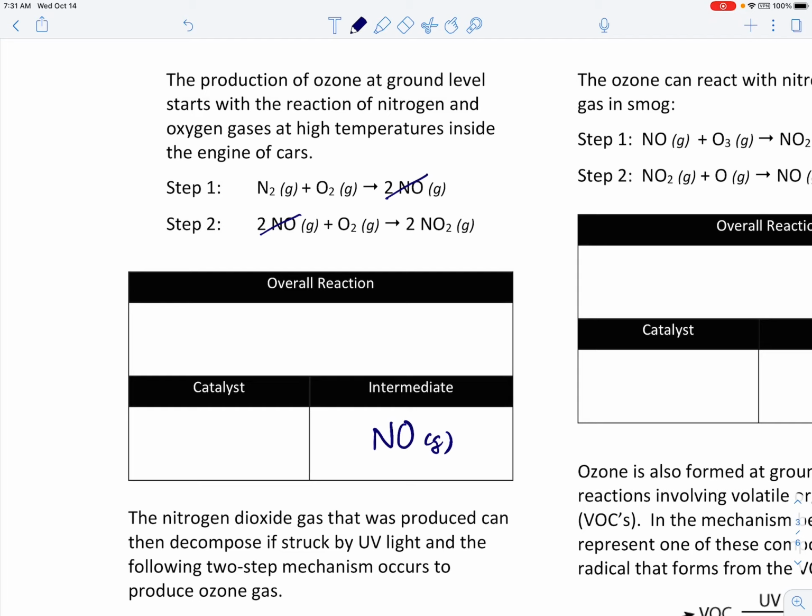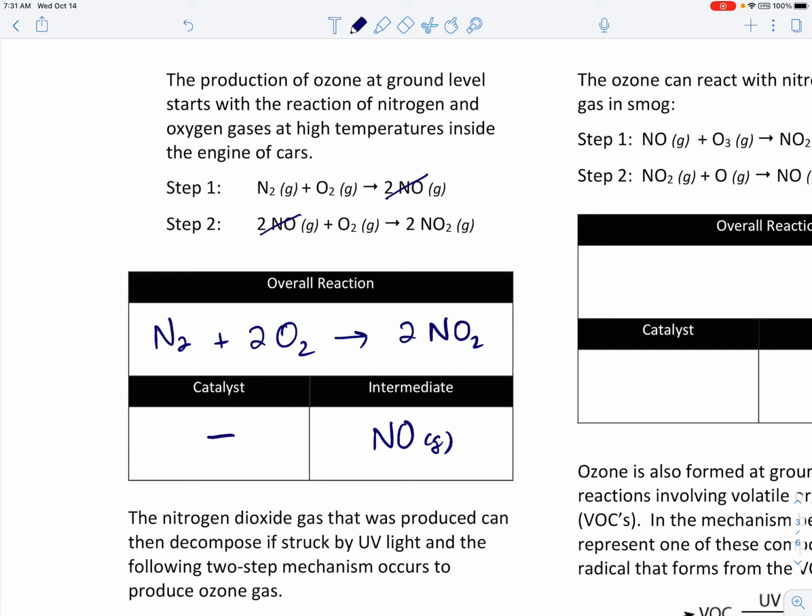Is there a catalyst in here? Well, I'm looking for something that's a reactant in step 1 and a product in step 2. I don't see anything, so there is no catalyst in this mechanism. Then the overall reaction, whatever I did not cancel, would be nitrogen gas reacts with 2 oxygen molecules to produce 2 NO2 molecules.